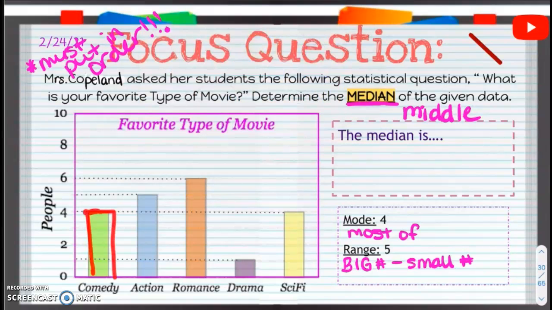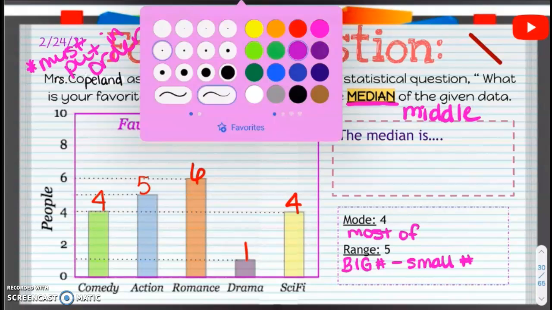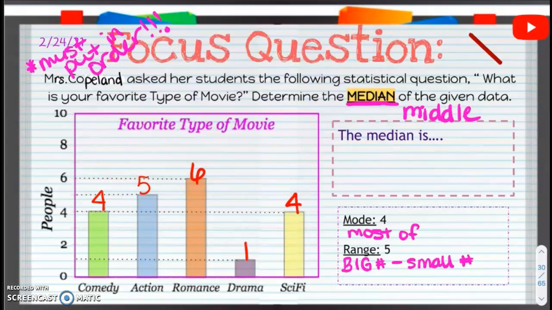Comedy, we had 4 students who chose that they liked comedy. Action, 5 students. Romance, 6 students. 1 for drama and 4 for science fiction. Let's put them in order. Let's use this color. So we have a 1, a 4, a 4, a 5, and a 6.